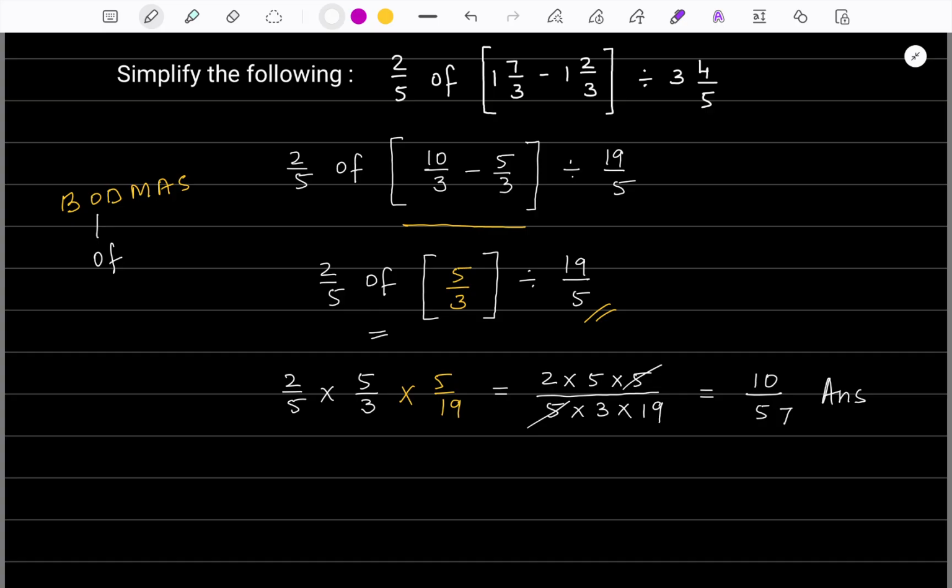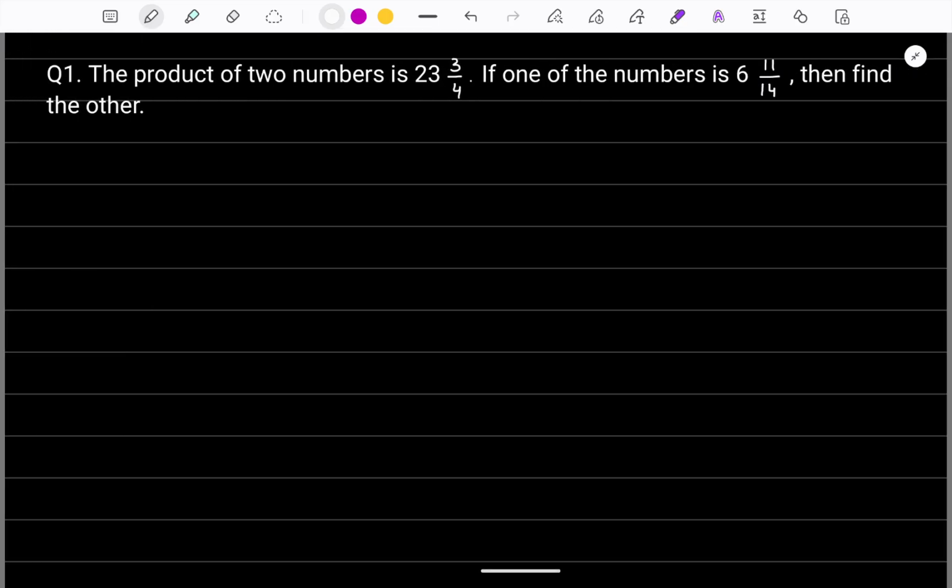So with this, we have come to the end of this lesson, that is division of fractions. So we learned how to divide fractions, and we also learned the use of BODMAS. Now let's solve some questions in order to have in-depth knowledge on this subject. Question number 1 says that the product of two numbers is 23 3 by 4. If one of the numbers is 6 11 by 14, then find the other.